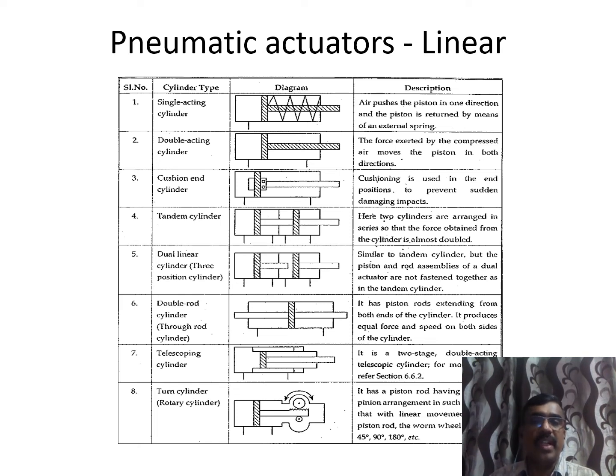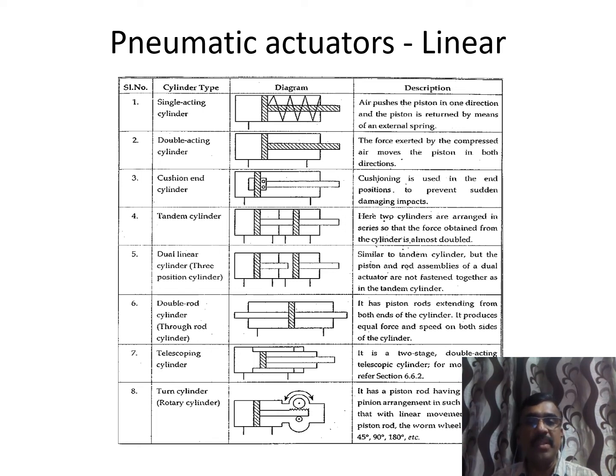Next is the cushion end of the cylinder. Whenever the piston is moving fast, it should not hit the walls of the cylinder. So there must be a cushion. See, this outlet port or inlet port is given here, and this will act as the outlet port when it is in the retarding position. Some amount of air will be kept inside the cylinder, thereby it does not allow the piston to move further fast, thereby restricting it. That's why it is called a cushion cylinder.